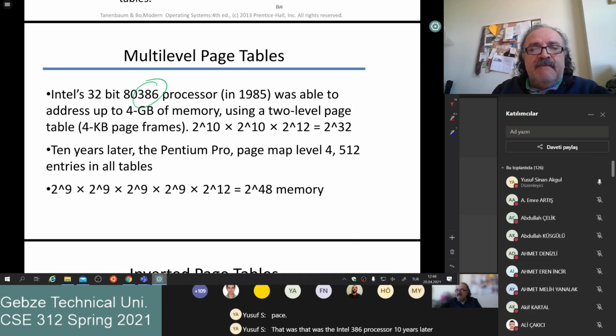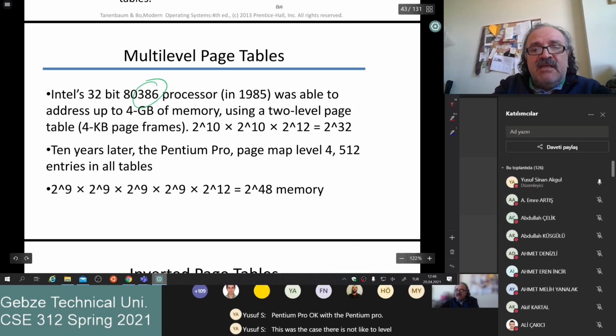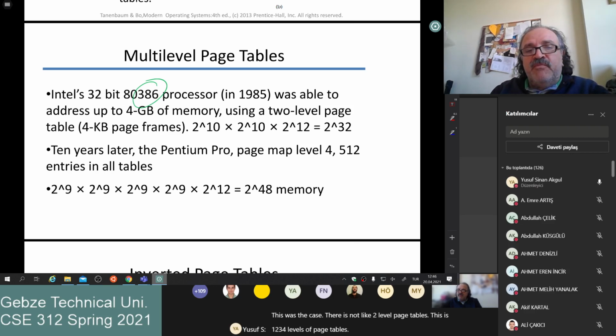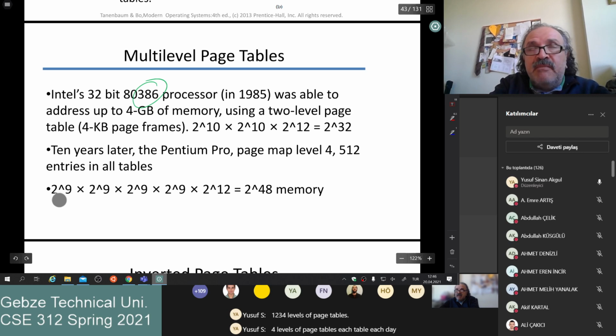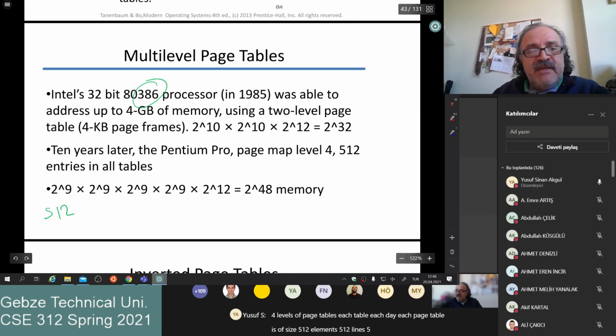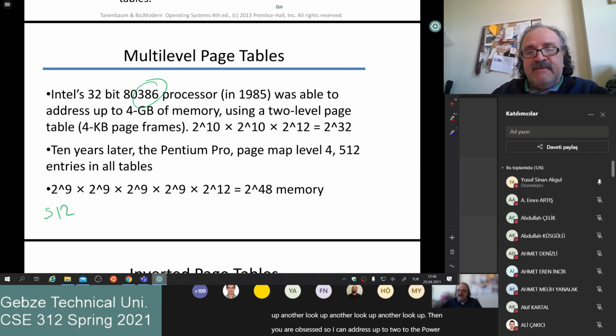10 years later, in 1995, with the Pentium Pro, this was the case. This is not like two-level page tables. This is 1, 2, 3, 4 levels of page tables. Four levels of page tables. Each page table is of size 512 elements, 512 lines. Make a lookup, another lookup, another lookup, another lookup. So I can address up to 2 to the power 48 bytes of virtual address space.